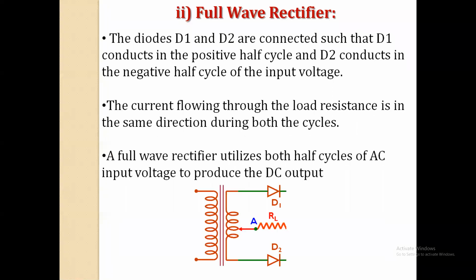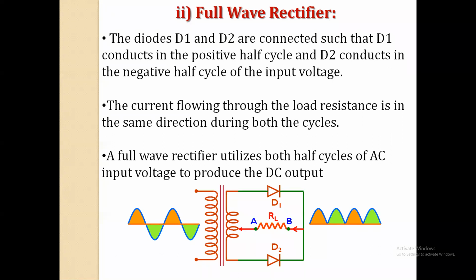Okay, so how does the circuit actually work? During the positive half cycle of an input voltage, diode D1 acts in forward bias, and during the negative half cycle of an input voltage, diode D2 acts in forward bias. So for every positive half cycle, diode D1 works and we get that output, and for every negative half cycle, diode D2 works here. This is due to diode D1, this is due to diode D2.